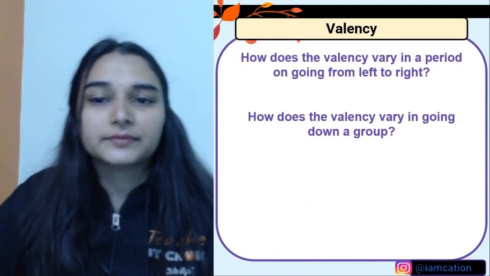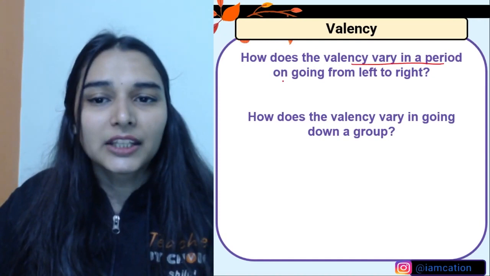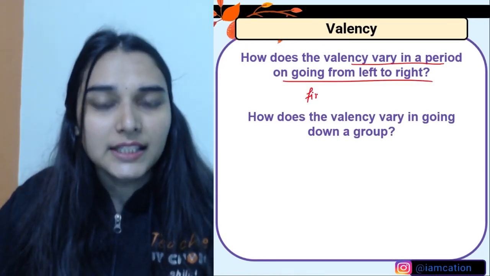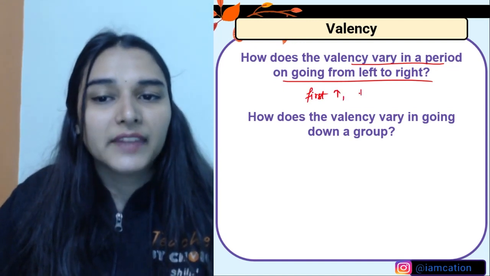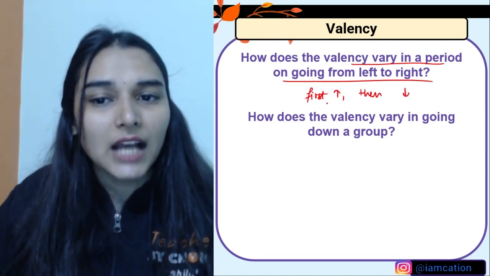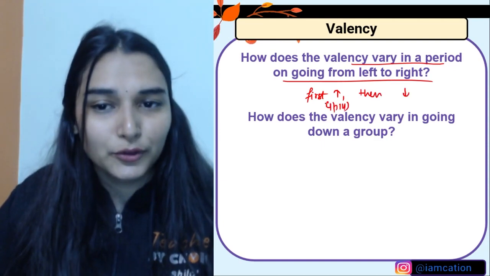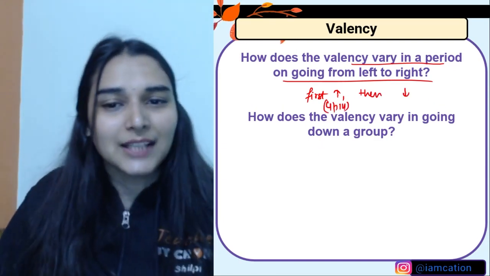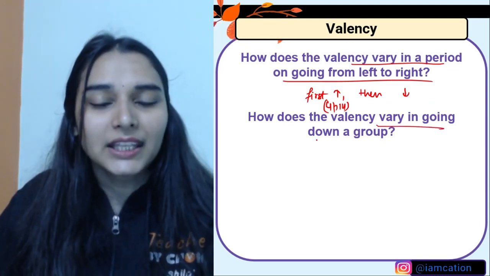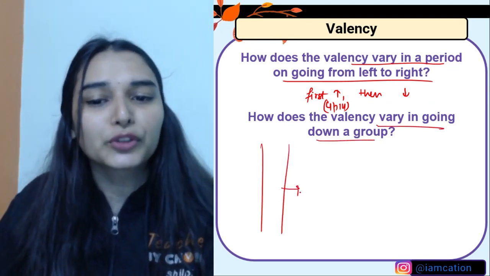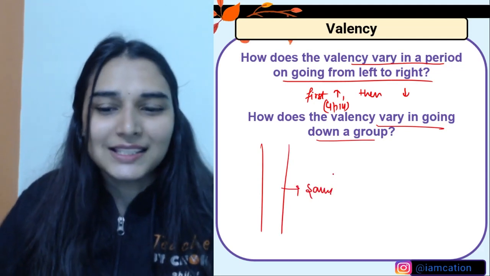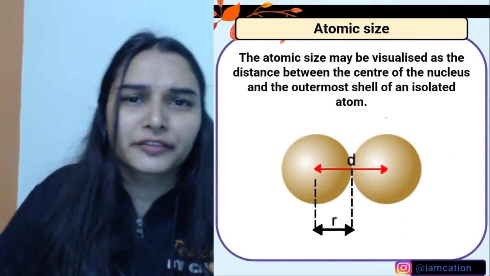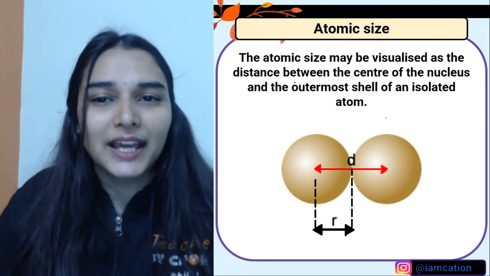You can do it. So how does valency vary in a period on going from left to right? It first increases and then decreases. First increases up to where? Up to group number 14. Group 14 elements have maximum valency 4, right? And then it decreases up to 0. How does valency vary in going down the group? Down the group, valency will remain the same because the number of valence electrons is the same. Easy peasy, not difficult. Easy, you all can do it, I know that.